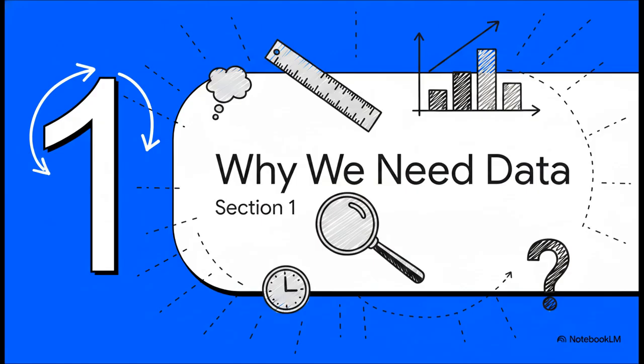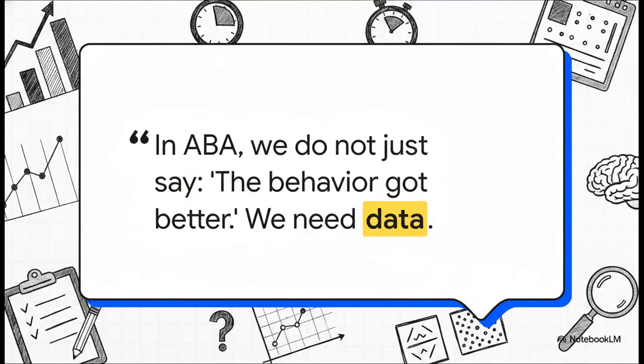Let's lay down the foundation real quick. Why do we even go through all this effort to measure things in the first place? Well, this core rule is pretty much everything in applied behavior analysis, and honestly, any scientific field. We cannot just rely on feelings. You can't just walk into a meeting and say, hey, I kind of feel like the behavior got better. Nope, we need cold, hard data. Data is our only true evidence. It tells us exactly how often a behavior happened, how long it lasted, and most importantly, if our intervention is actually working. Because without data, we are literally just guessing.